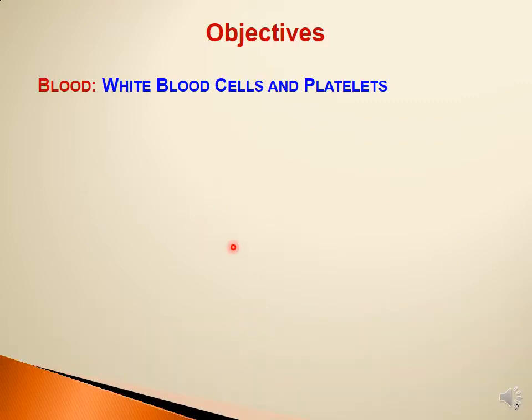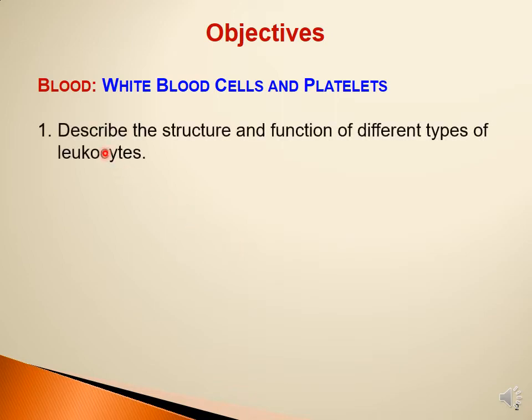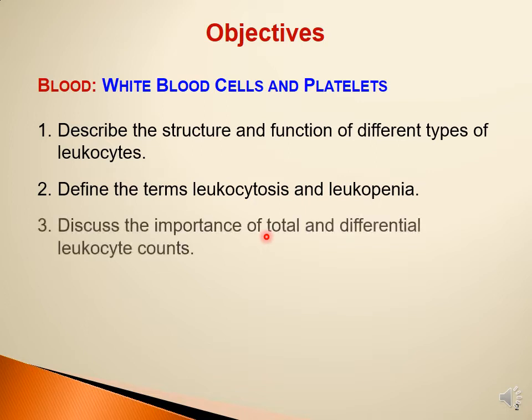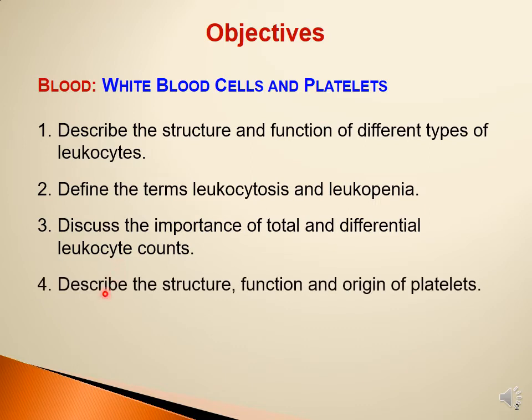The objectives of this session are to describe the structure and function of different types of white blood cells or leukocytes, and to define the terms leukocytosis and leukopenia. These terms are related to the count of white blood cells in the blood. Then I will discuss the importance of the total leukocyte count as well as the differential leukocyte count. Then I will describe the structure, function, and origin of platelets or thrombocytes.